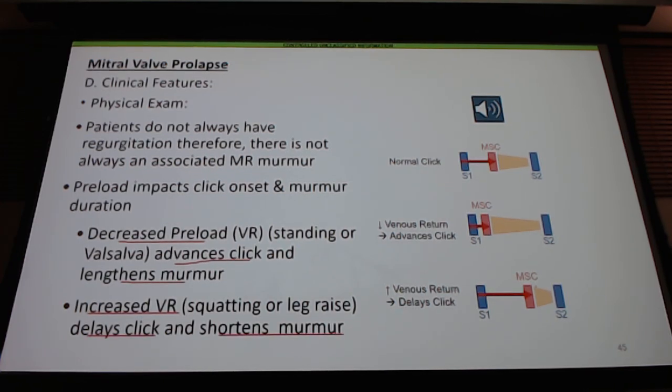And kind of think of this, the cause of this is what's that preload, and how is that putting tension on that valve leaflet, the chordae tendineae, to keep it closed, versus when it's squeezing to decrease the volume. You don't have much volume in there, so you're not putting as much tension on the chordae, so the valve leaflets are allowed to move excessively much earlier in systole.